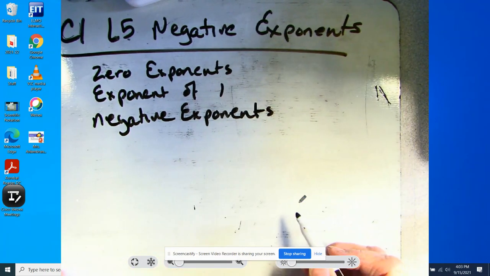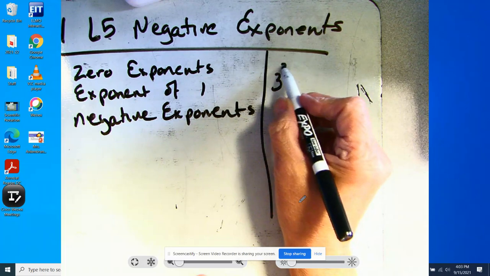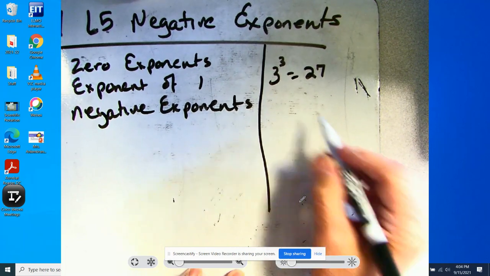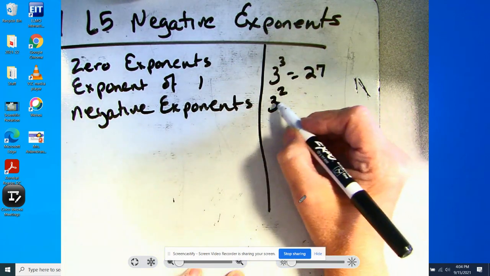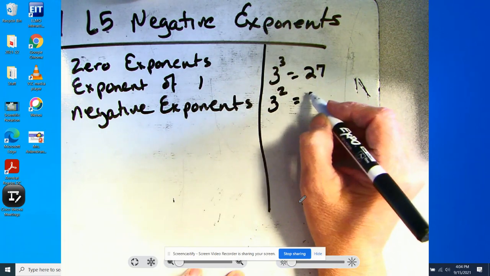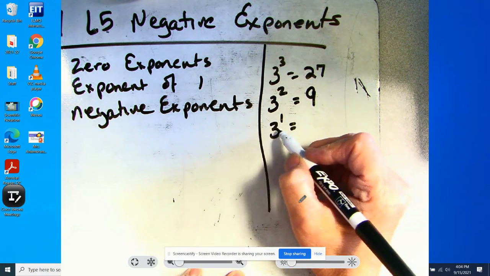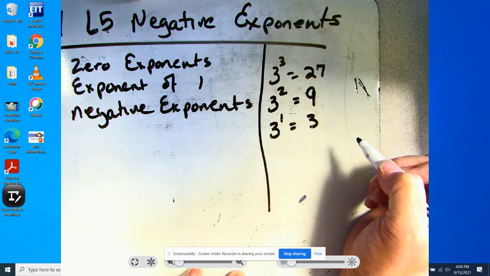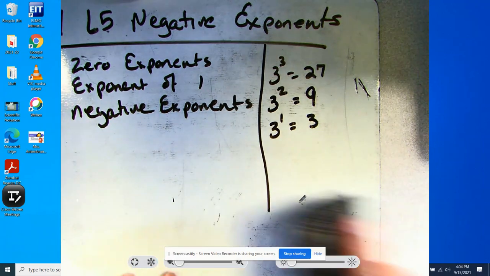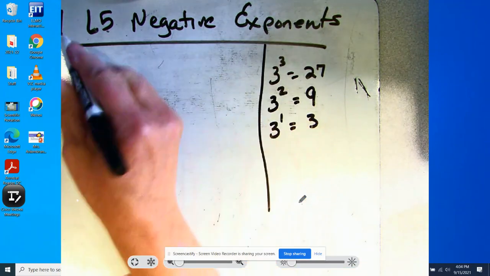Okay, to do this, we're going to just look at a series of exponents. So if we had 3 to the power of 3, this would be 27. 3 times 3 times 3. And 3 to the power of 2 would be 27 divided by 3 because we're taking back one of the 3's. And that would give us 3 squared, which is 9. Then 3 to the power of 1 would be 9 divided by 3, which equals 3. So if you have an exponent of 1, the exponent of 1 equals the number itself. So that's the first thing we have to accept, or we have to understand.